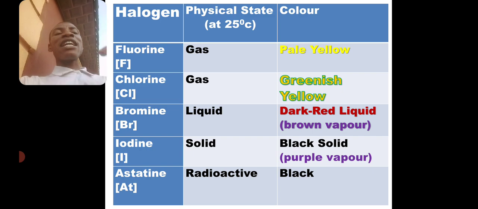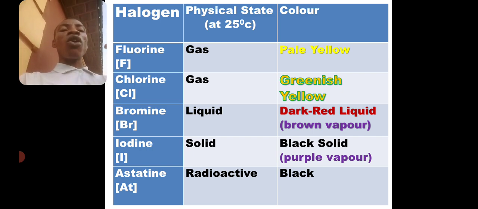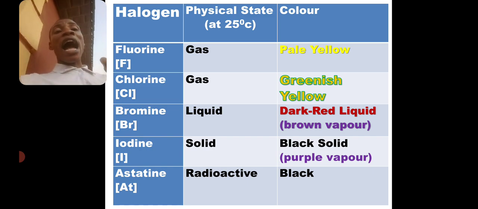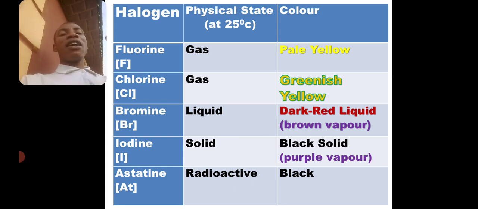Chlorine too is a gas with a greenish yellow color. Bromine is a liquid with a dark red color and brown vapor. Iodine is a black solid, and purple in vapor state. Astatine is radioactive and the color is black.